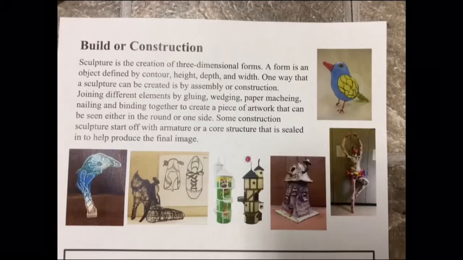Now there are two different types of sculptures or construction that we're going to talk about today. One is the build or the construction one. Sculpture is a creation of three-dimensional forms. A form is an object defined by contour, height, depth, and width. One way that a sculpture can be created is by assembly or construction, joining different elements by gluing, wedging, paper macheing, nailing, and binding together to create a piece of artwork that can be seen either in the round or one-sided. Some construction sculptures start off with armature, that core structure, which is sealed in to help produce the final image.